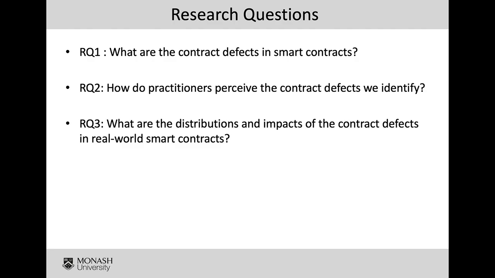In RQ1, we first give the definition of contract defects that we found from Stack Overflow posts and the real-world smart contracts. Then, we validate the acceptance of these defined contract defects through an online survey in RQ2. In RQ3, we manually label a dataset to give a distribution of the defined contract defects and then summarize 5 impacts of each contract defect.